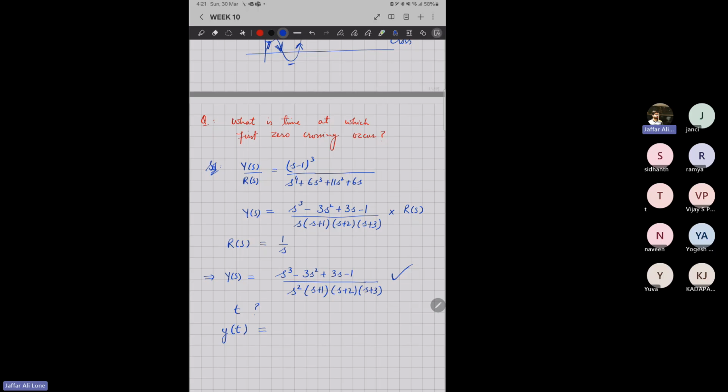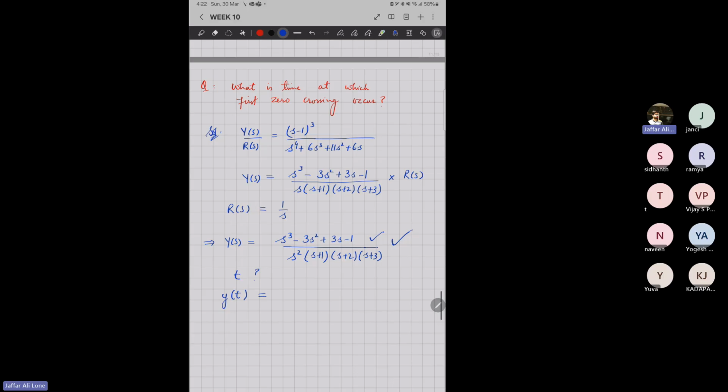So how will we find this y(t)? This is in the Laplace domain, so we'll find the inverse Laplace. For y(t), taking the inverse Laplace, I will use partial fractions. So partial fractions, I'll write this.